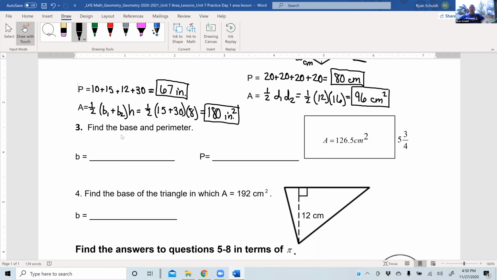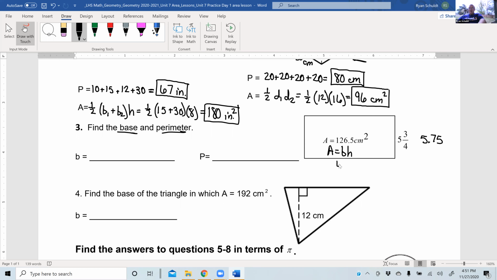Number 3, they ask us to find the base and the perimeter of this rectangle here. So remember, area of a rectangle is base times height. Now, like I said the other day, don't let these fractions scare you. 5 3/4 is just 5.75. Think of it like money. If you have three quarters, that's 75 cents.